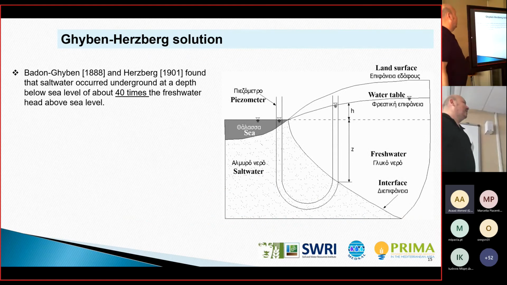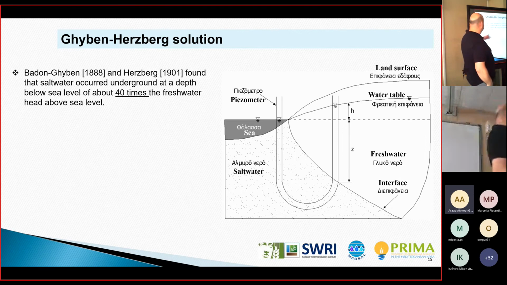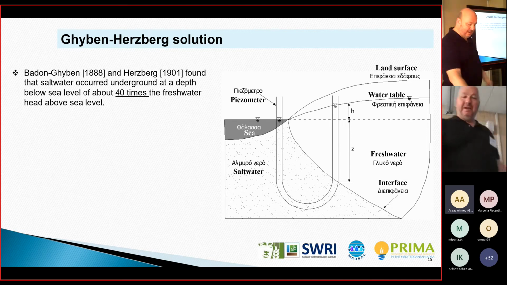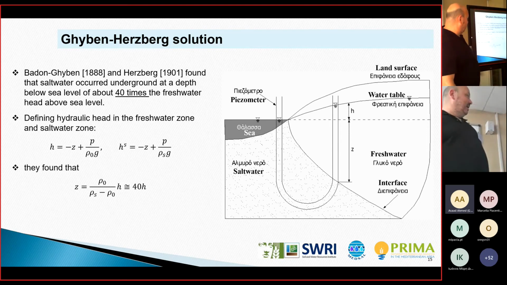So the first attempt at modeling seawater intrusion is credited to Ghyben and Herzberg, who independently found that saltwater occurred underground at a depth below sea level 40 times the freshwater head above sea level. Their solution is quite simple.